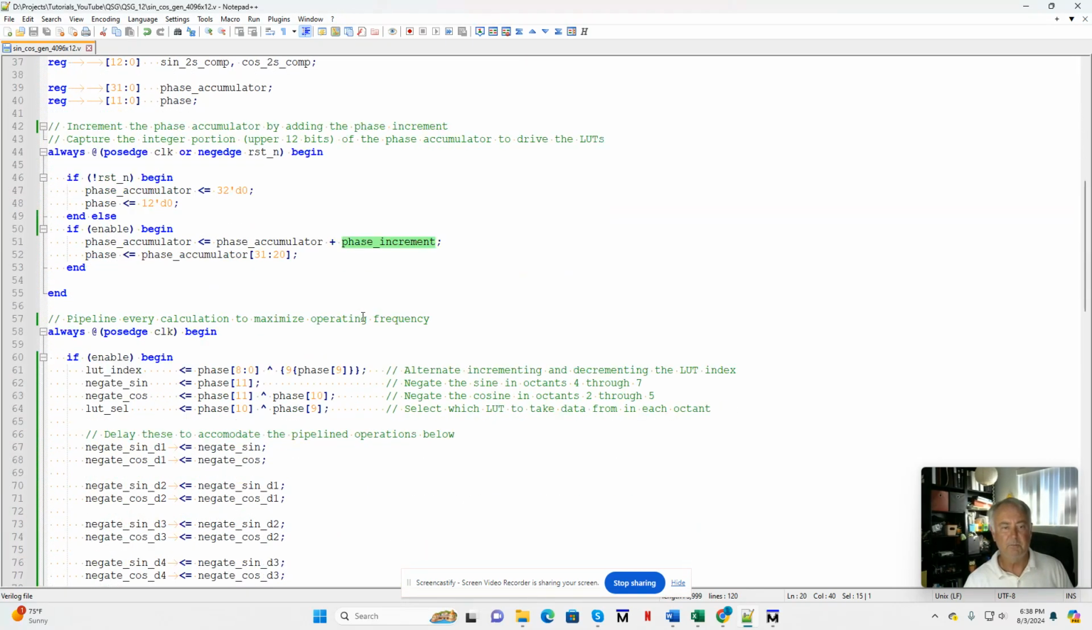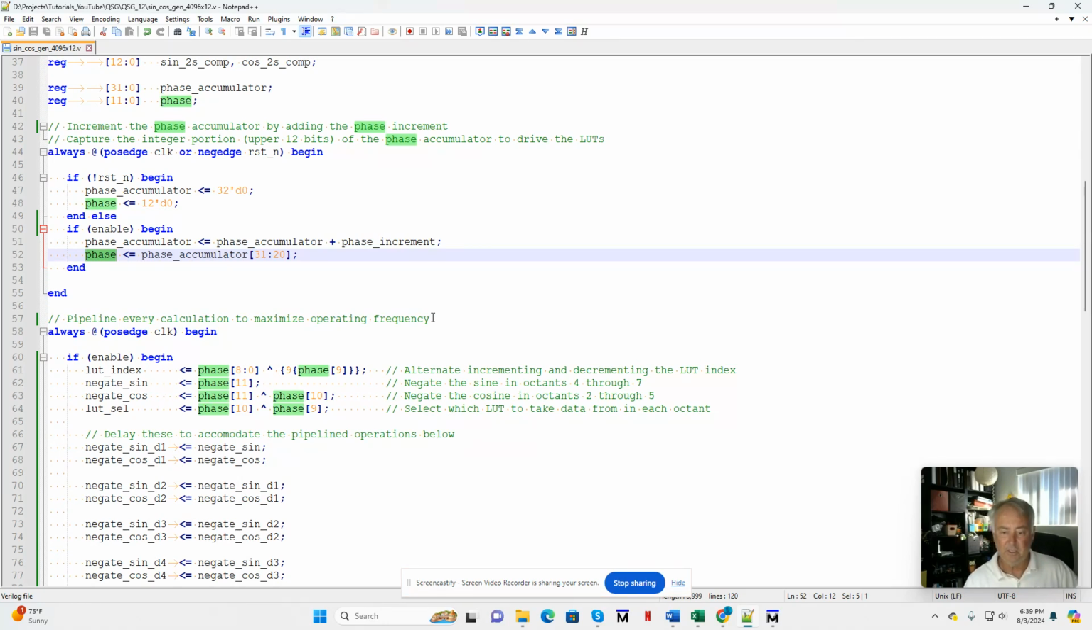So here's the implementation for the phase accumulator. There's not much to it. Reset everything to 0, and then as long as you're enabled, you continuously add phase increment to the phase accumulator. And then we take the upper 12 bits of the phase accumulator and drive it out as phase.